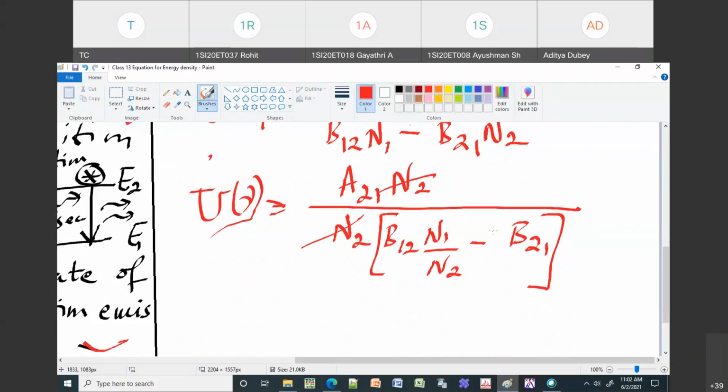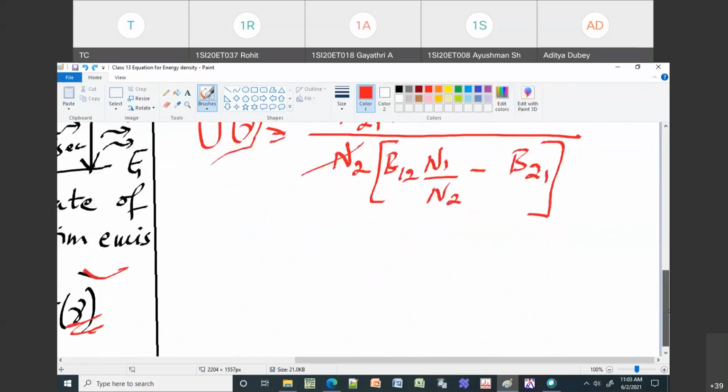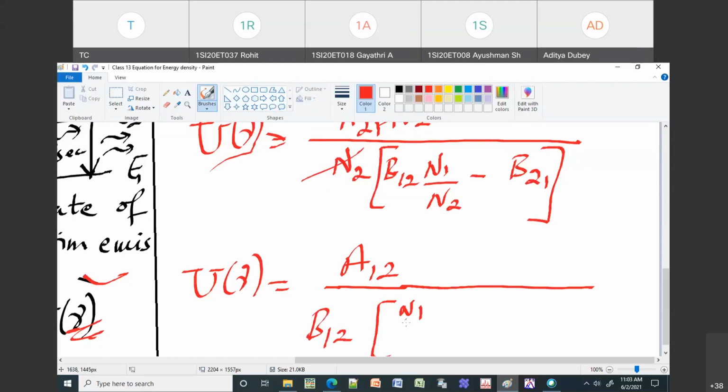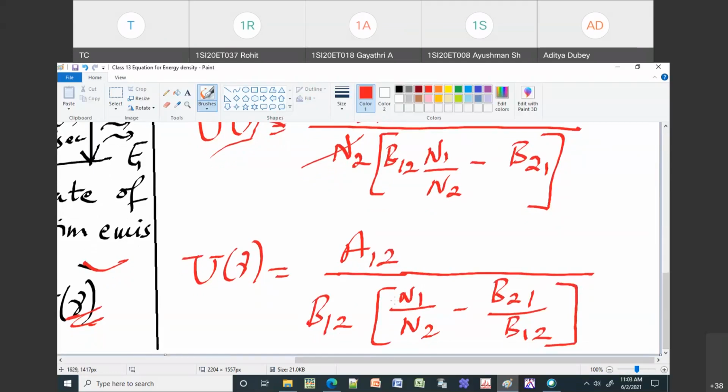So now I will take only b12 common. If I take b12 common, then I'm just going to rewrite it. U of nu equals a12 divided by this entire term, divided by b12 into, you have n1 by n2 minus b21 by b12. Okay, so this is your equation. Still we need to get rid of this n1 by n2. Only then I can tell your energy density is in terms of your Einstein coefficient.